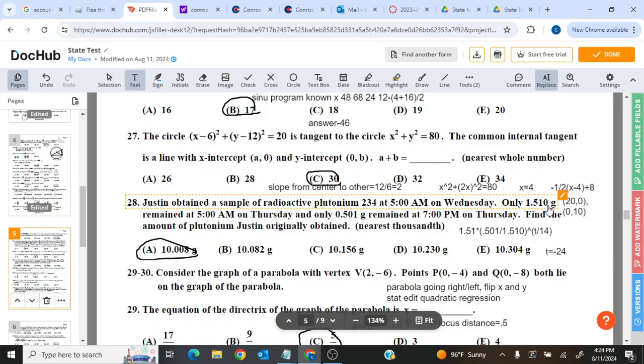So that's at 5 a.m. on Thursday. Well, the sample was obtained at 5 a.m. on Wednesday, so 24 hours ago. Plug in -24 for your time, and you'll get a value of 10.008 grams.